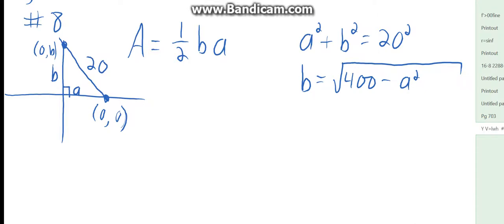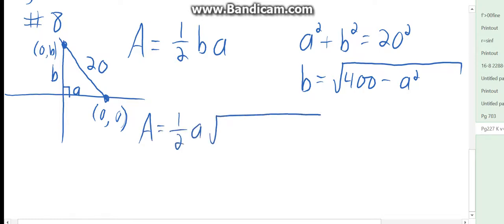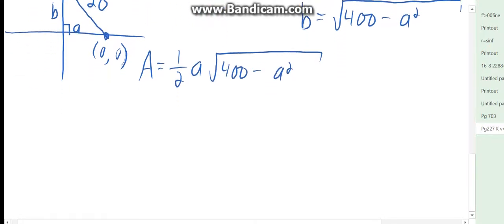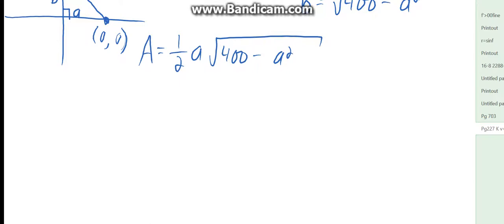Can we continue here? Is everyone okay with this? I'm solving for B. We're going to drop it back into my area equation. And then to optimize it, to maximize it, we're going to derive it. So we find out that area is 1/2 A times the square root of 400 minus A squared. We good? I just plugged it right in. And now to maximize it, we're going to derive it.